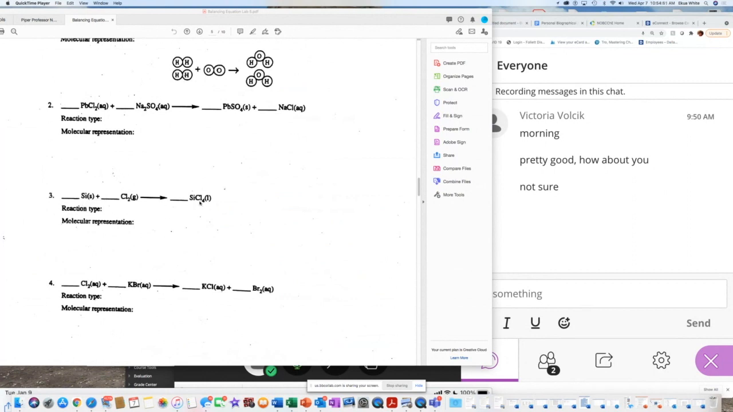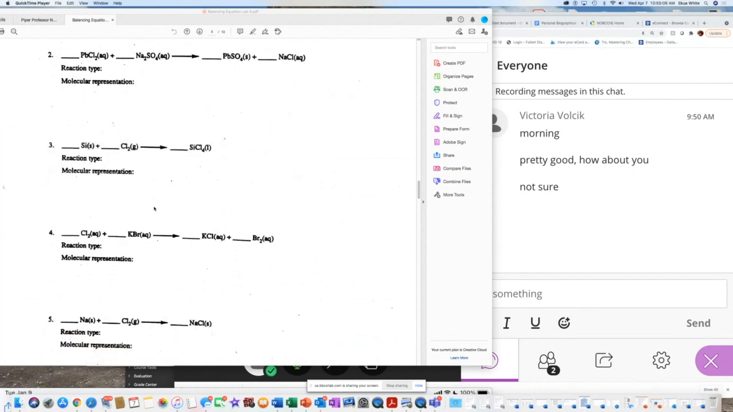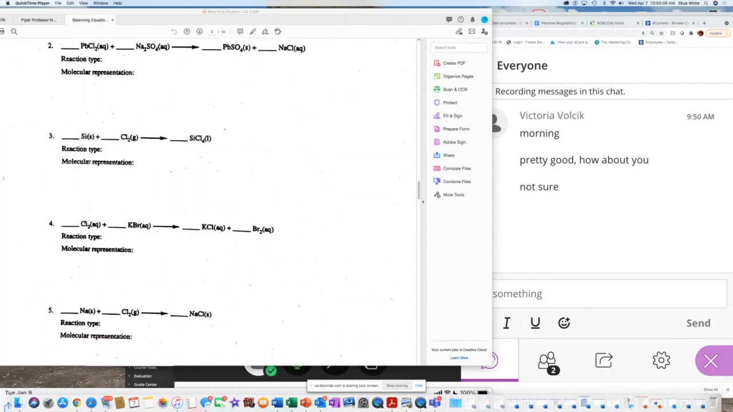This is an element. On the right, they make one formula, one type of formula, right? They combine with each other to make a compound. So this will also be a synthesis reaction or combination. Okay. Does that help? This one here, Cl2, this is still an element. KBr, this is classified as a compound. So this doesn't apply to our situation. We're trying to get things that are pretty much elements.